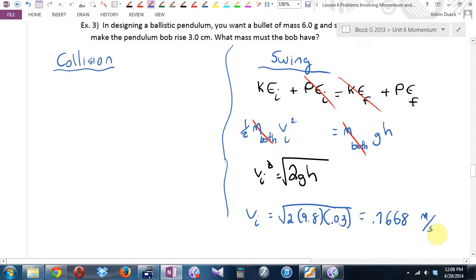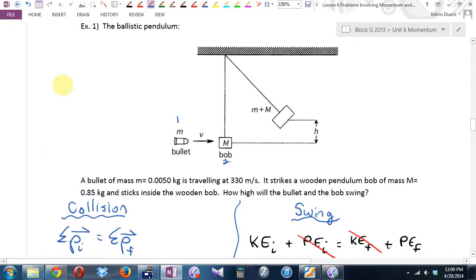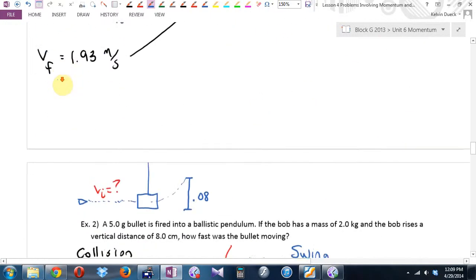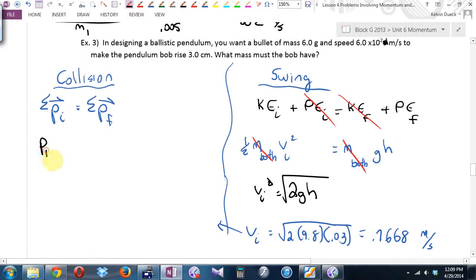Okay. How's that help? Well, we're going to use this over here in the collision. Did I say collision? That's a job for conservation of momentum. I'm going to write the sum of all the momentum before equals the sum of all the momentum after. In our ballistic pendulum, in this setup here, before the collision, what's moving? Mass one, mass two, or both? So I'm going to have momentum one initial.